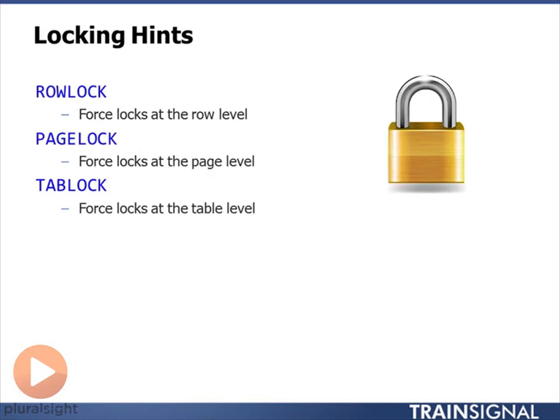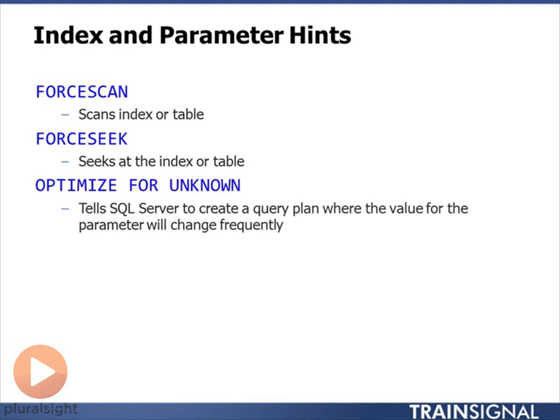For example, you can use different locking hints to indicate how you want your data to be locked. So you can tell SQL to lock data, force it to do it at the row level, force it to do it at the page level, or force it to do it at the table level. Now, the problem with forcing it to do it at one level or another is that quite frequently you're going to wind up optimizing the query in a way that is, well, actually suboptimal. So do be very careful about using these. The exact same thing holds true with index and parameter hints.